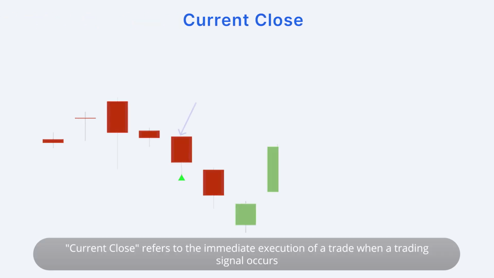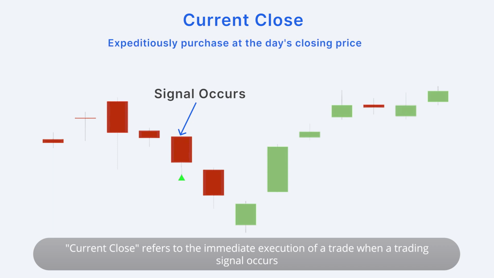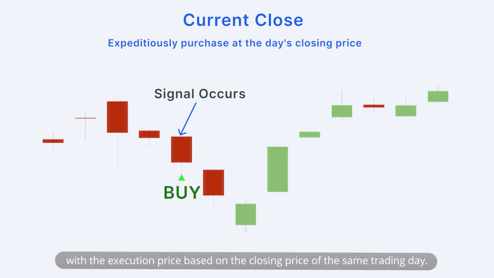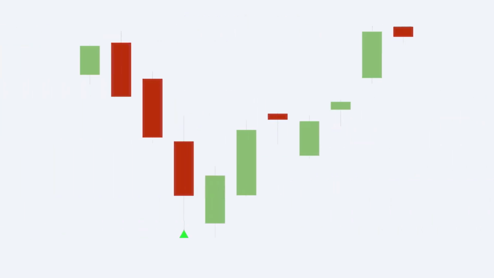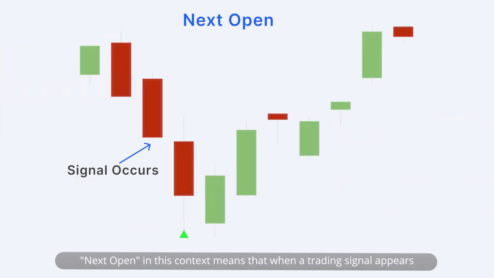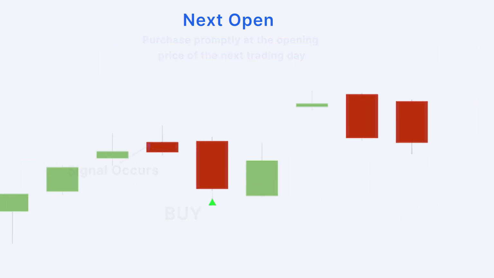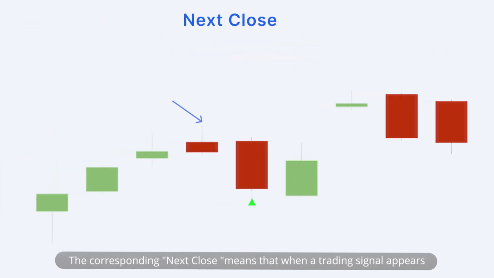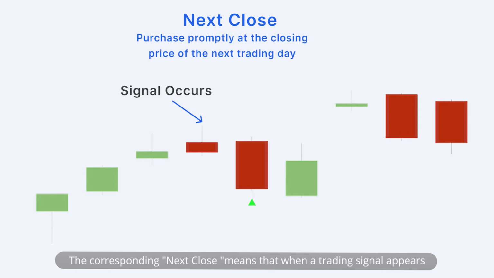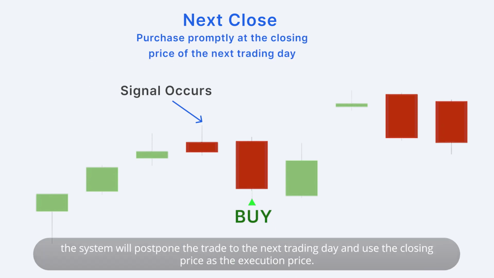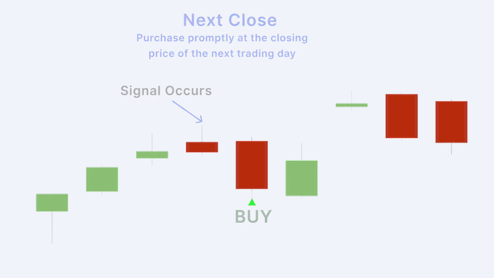Current close refers to the immediate execution of a trade when a trading signal occurs, with the execution price based on the closing price of the same trading day. Next open in this context means that when a trading signal appears, the system will postpone the trade to the next trading day and use the opening price as the execution price. The corresponding next close means that when a trading signal appears, the system will postpone the trade to the next trading day and use the closing price as the execution price.